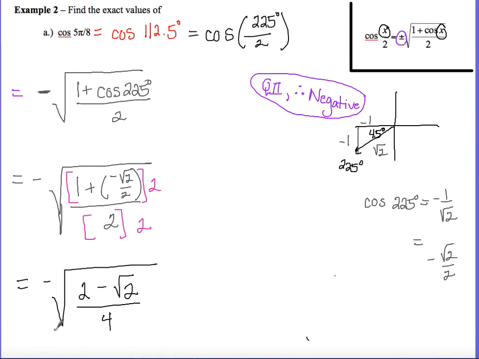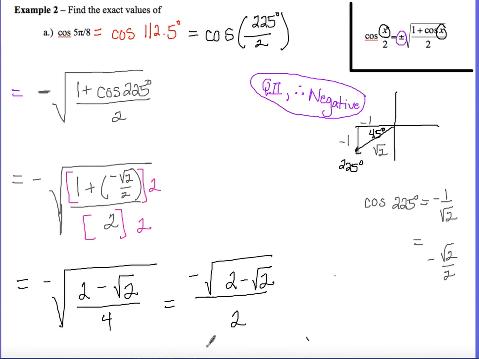And then the last step that I have, remember that when it's the square root on the top and the bottom, I can evaluate each of those things individually. So the denominator, the square root of 4, really is just a 2. So I'm going to get rid of that square root. That leaves me with the negative square root of 2 minus square root of 2, all over 2.